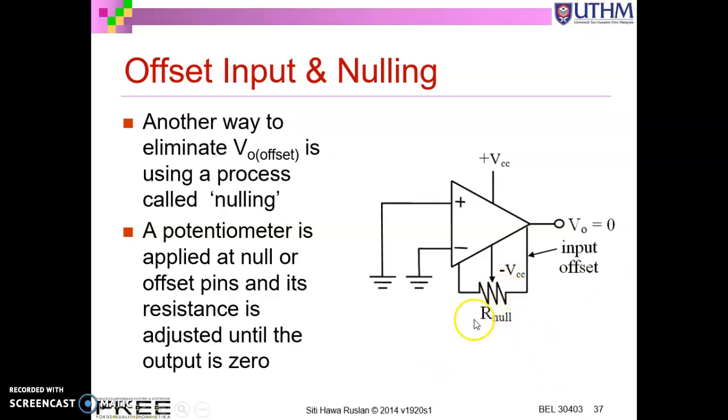You vary your resistor over here until your output is 0 when your positive terminal and negative terminal are connected to 0, meaning there is no input, so your output should be 0. If it is not 0, you vary your resistance over here until your output is 0. This process is called nulling. This is another way to make sure that your op-amp is ready before you can use it.